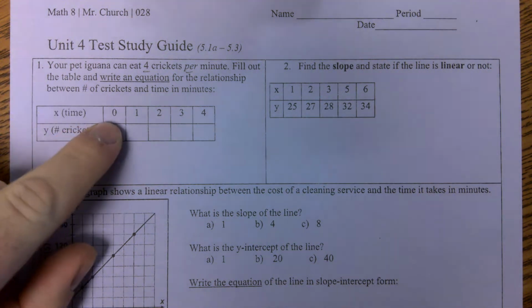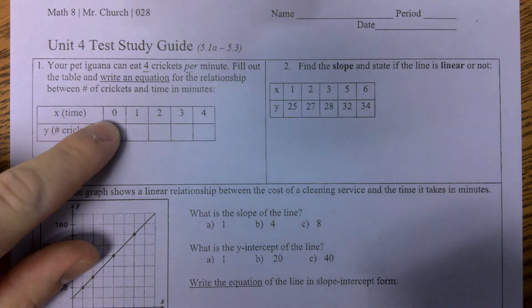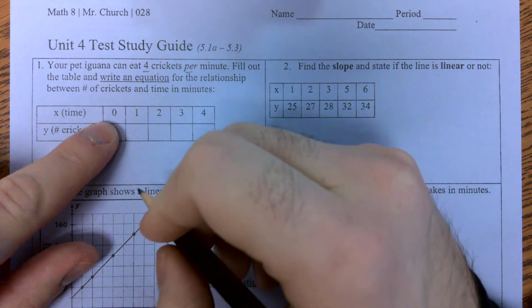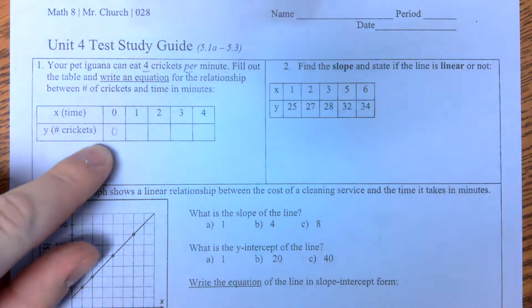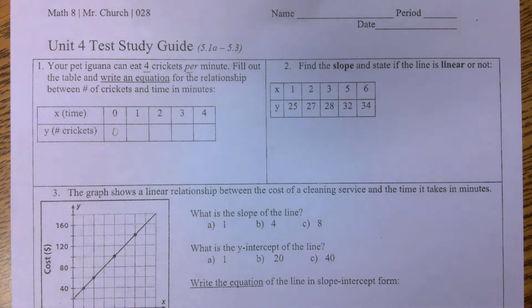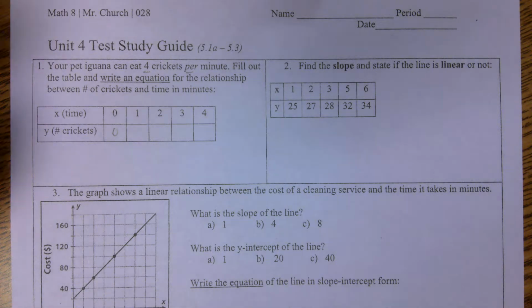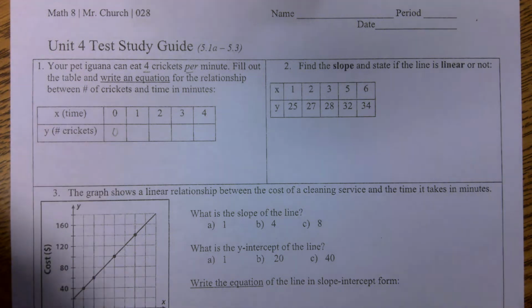So after 0 minutes, right, x represents our time. After 0 minutes, your pet iguana must have eaten 0 crickets, right? This is going to be a proportional relationship because we don't start out having already eaten any crickets. So right now the iguana's eaten 0 crickets before we start the timer.